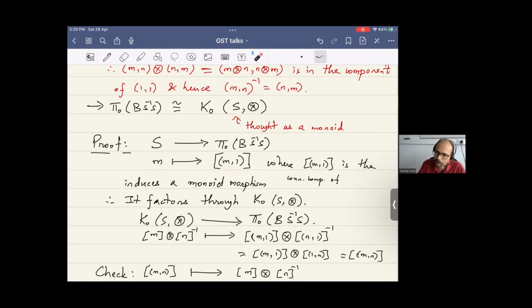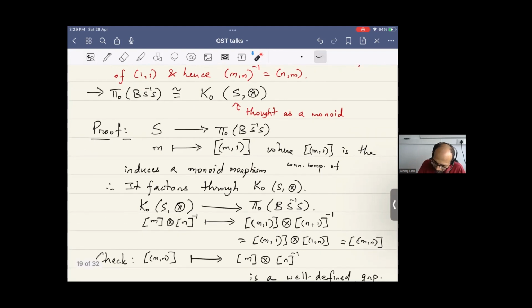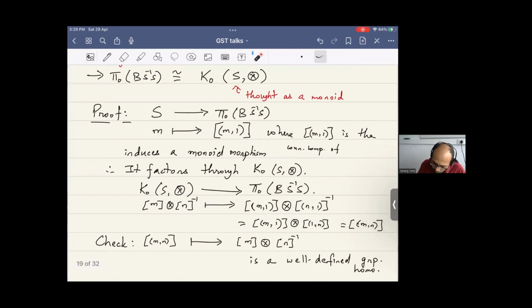But not just (M, 1), since here you are looking at connected components. So you look at the connected component corresponding to the point corresponding to the object (M, 1) in S inverse S. Okay, so now this induces a monoid morphism.